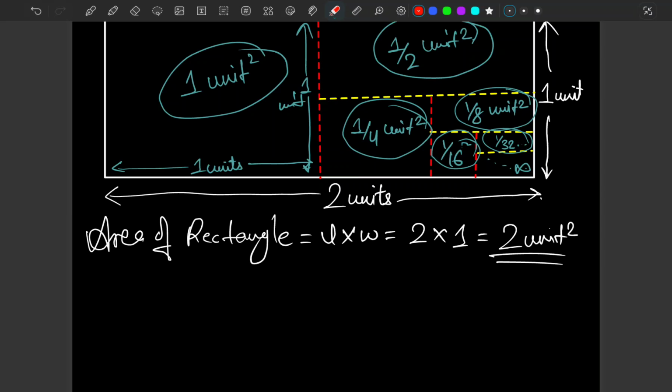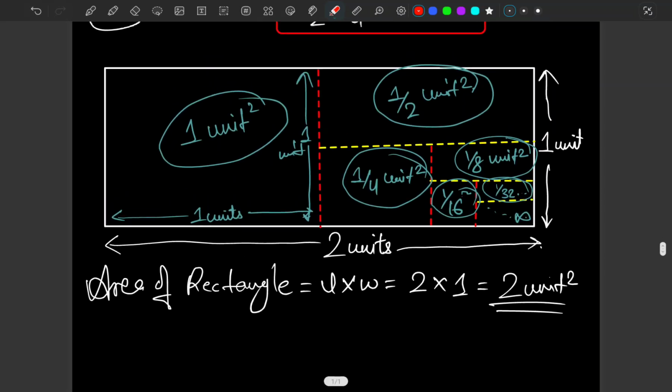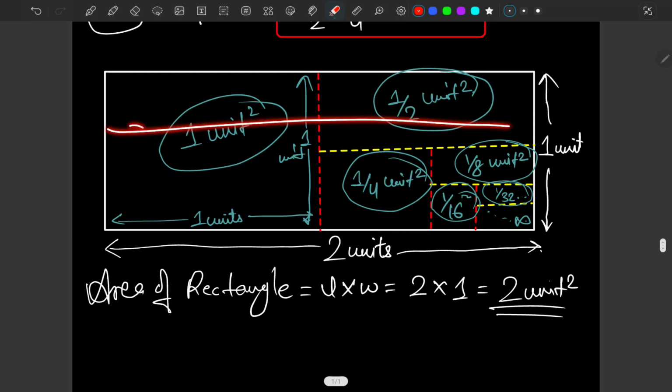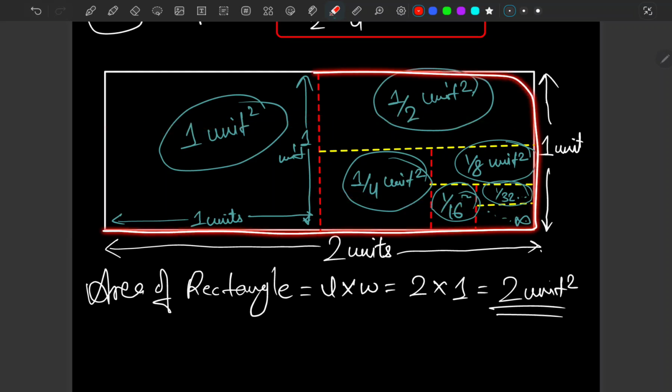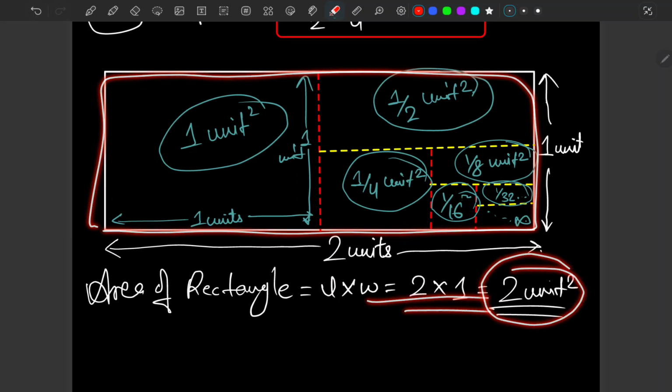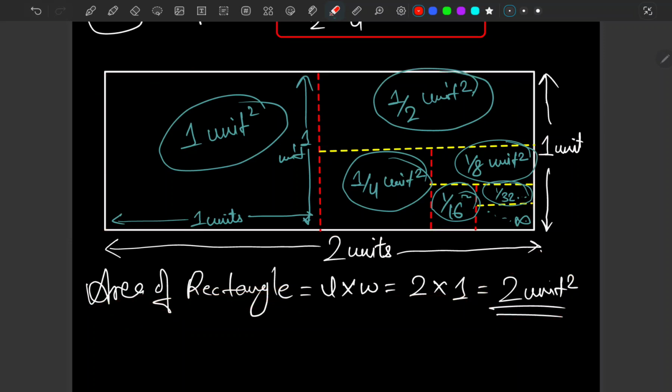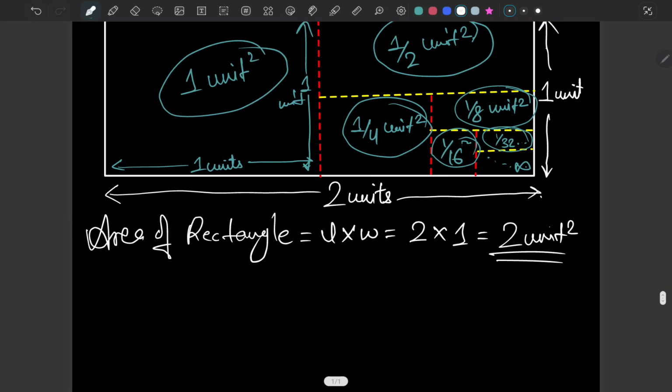Okay, so when we add this up, what we are adding is we have divided this rectangle into infinite parts. So when we add all the parts with each other, that's going to give us the area of this rectangle, and the area of the rectangle comes out to be 2 units squared, because we have studied this from 6th standard, or maybe even 5th. I'm not sure, I was not studying at that time.